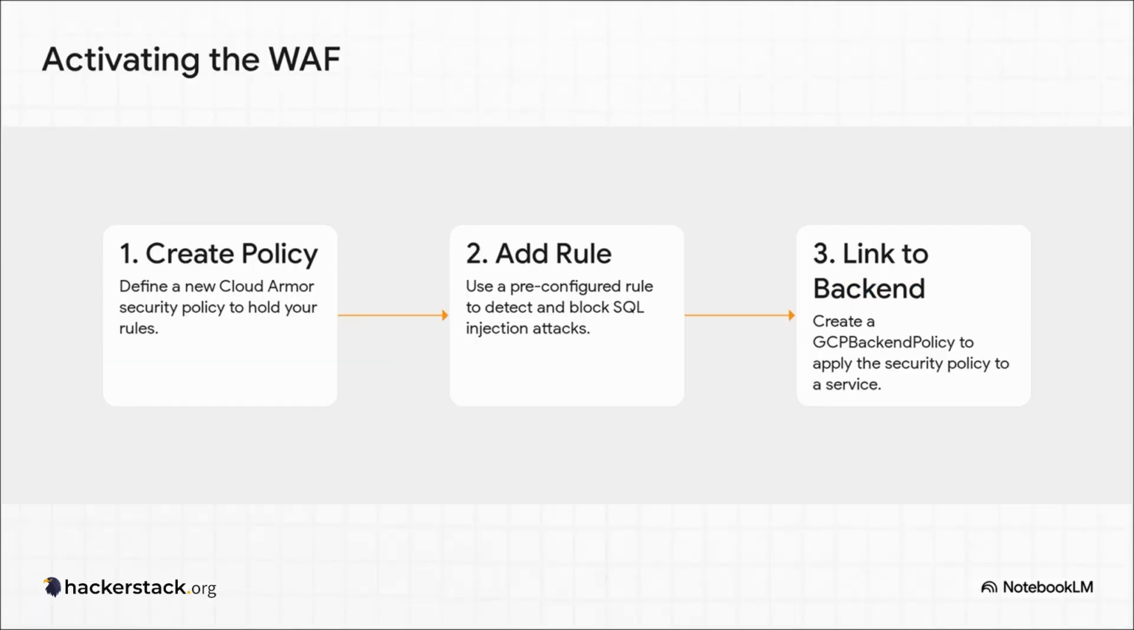So how did we pull that off? It was just 3 simple steps, all managed right from inside Kubernetes. We created a Cloud Armor security policy. We told it to use a pre-built rule that knows how to spot SQL injections. And then, and this is the key part, we used a special GCP backend policy resource to attach that security policy directly to our application's backend service.